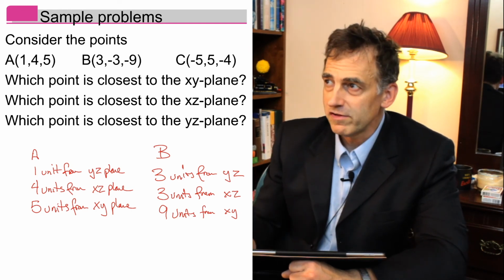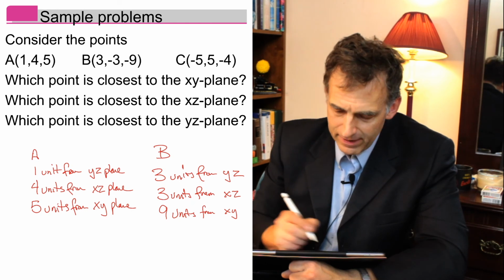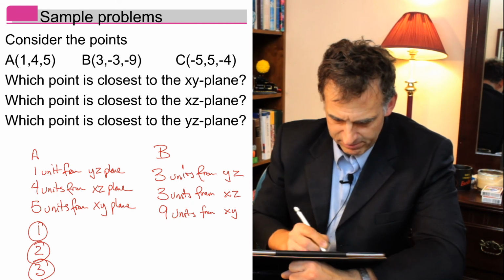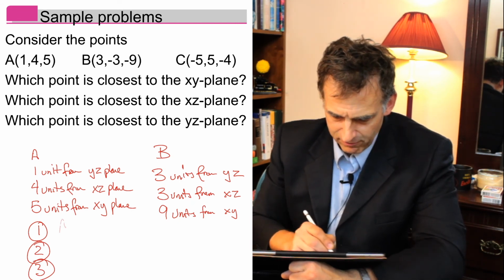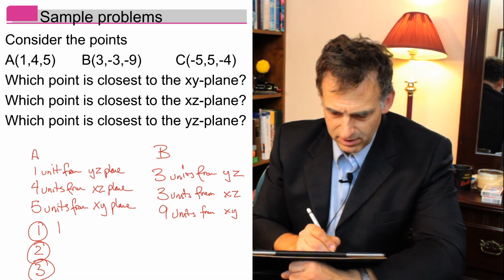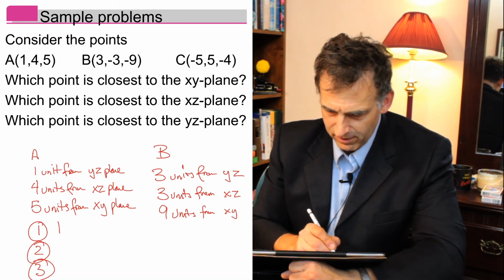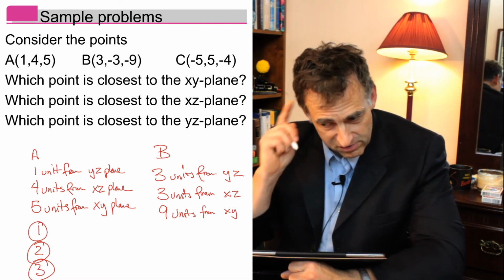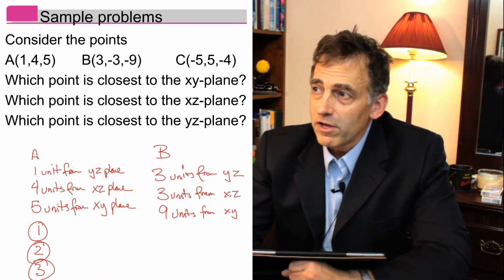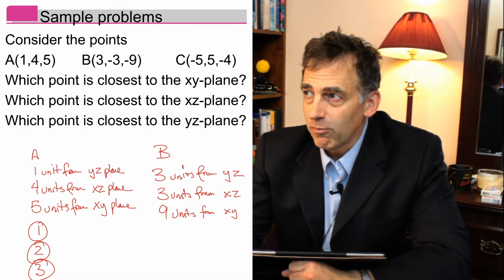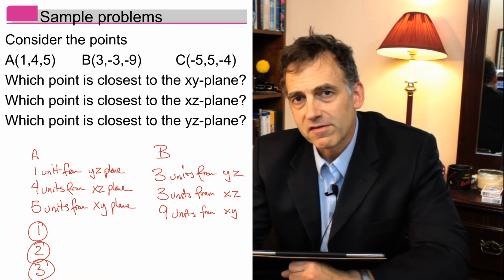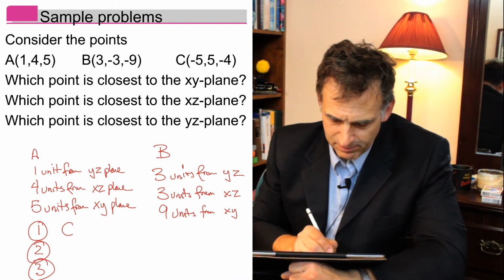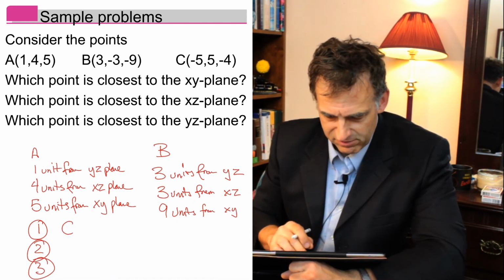So which one is closest to the XY plane? Let's see, I'll number these 1, 2, and 3. There's my 3 questions. Whoa, I almost got it wrong. Okay, I need to speak first and then write. So we're looking for the point that is closest to the xy plane. That's the one with the smallest z coordinate in absolute value, which is letter C. So C is the right answer for part 1.